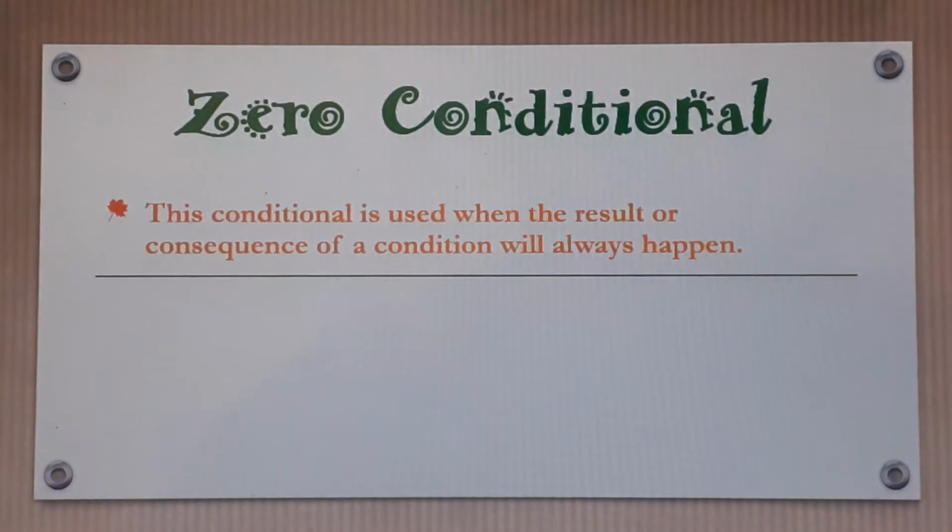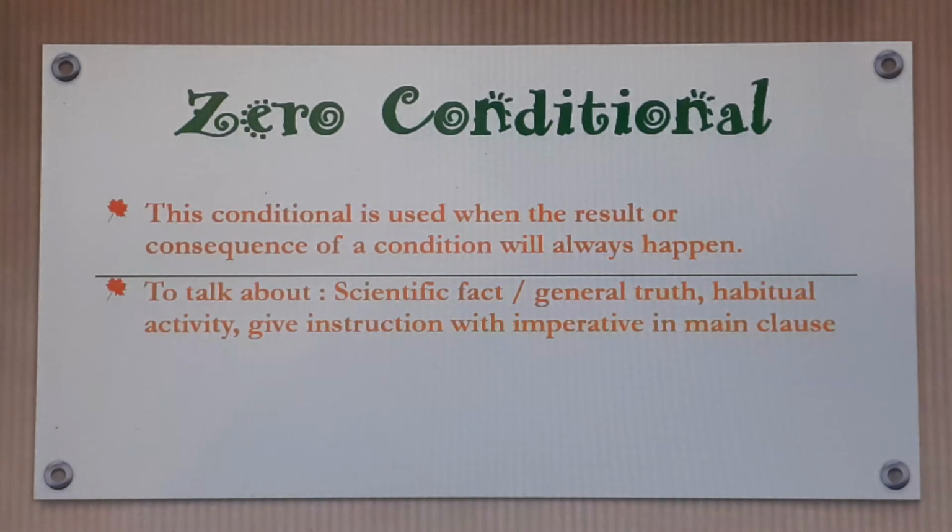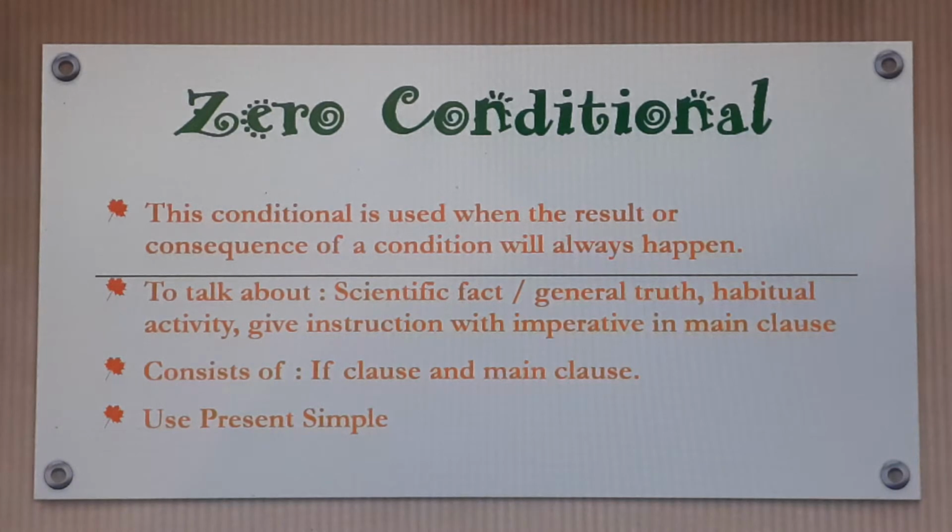The first, this conditional is used when the result or consequence of a condition will always happen. The second point is we use zero conditional to talk about scientific fact or general truth, habitual activity, and give instructions with imperative in main clause. Next, zero conditional consists of if clause and main clause. And we use present simple in zero conditional.